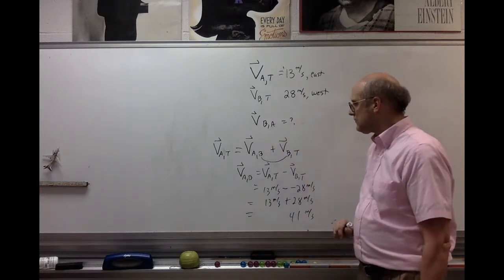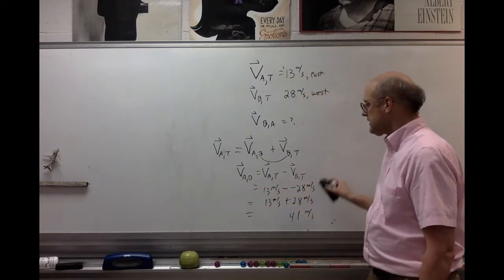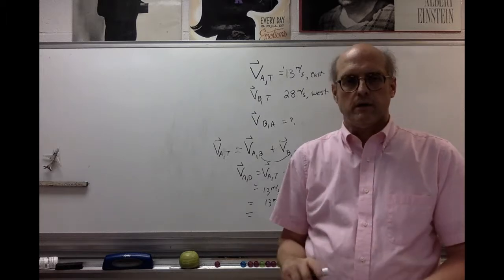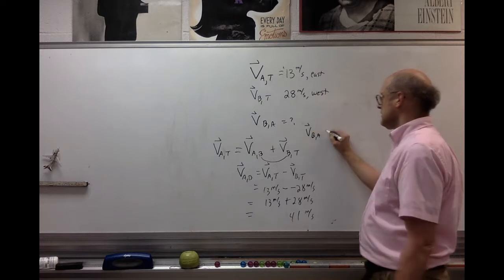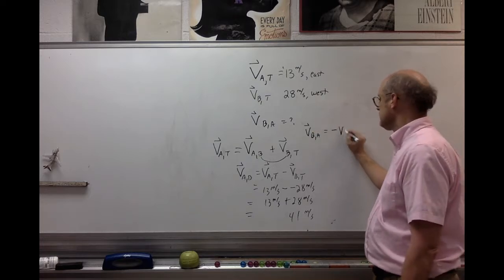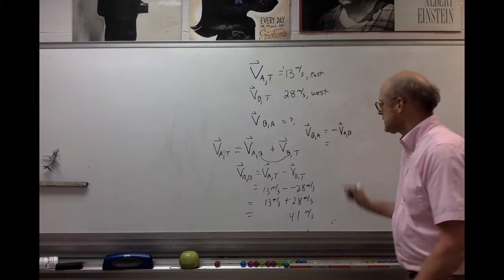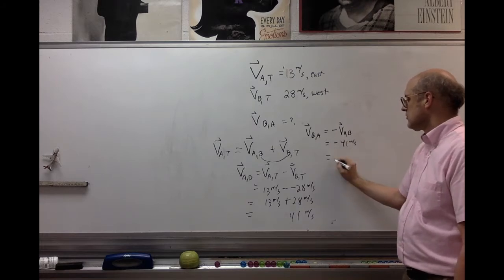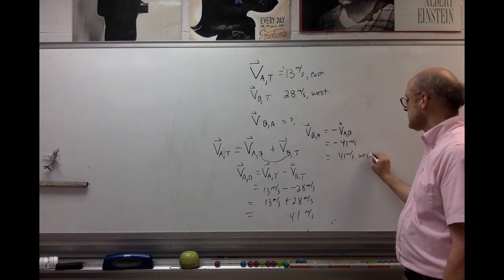So now we solve. Since we found VAB, VBA would just be the negative of VAB. So VBA is equal to the negative of VAB. So we just have negative 41 meters per second, or in other words, 41 meters per second, and that would be west.